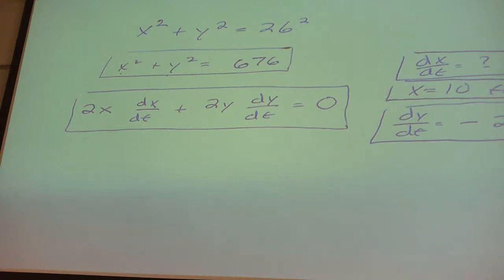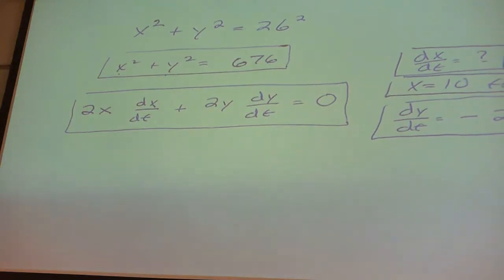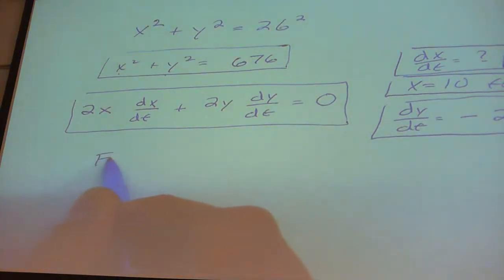We're trying to find out how x is changing. What's the rate of x? dx over dt. We know that x is 10, and we know that y is falling. The derivative is the rate of change, falling 2 feet per second. Since we know all that, we can go back and plug in. We can find y first. So first, let's find y.